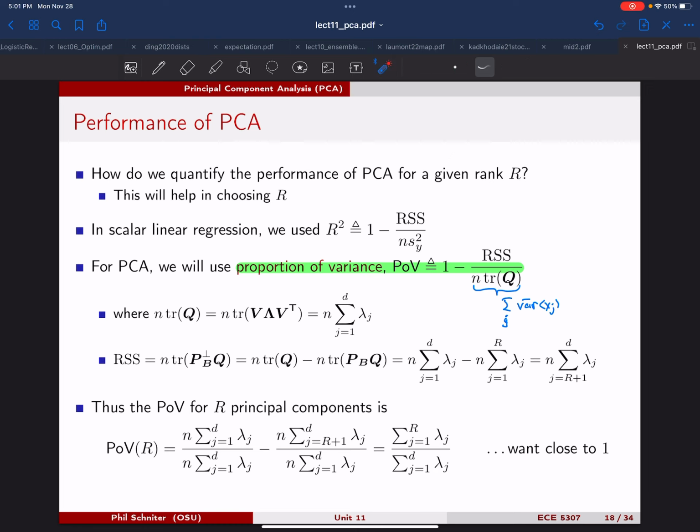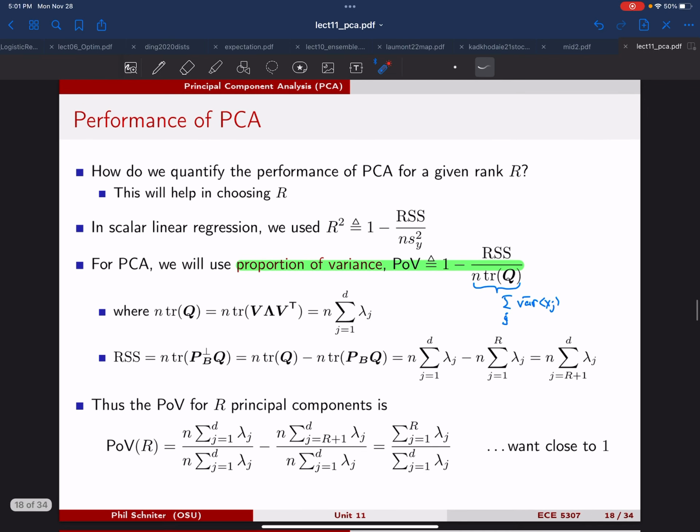Okay, so we can take a look at this analytically to see what it's going to be. So n times the trace of Q, well, we can just plug in our eigenvalue decomposition for Q, and we can play the game where we move this around again, the V's cancel, and we have the trace of the lambda matrix, which is just the sum of the eigenvalues, the lambdas. So that's what we put into the bottom.